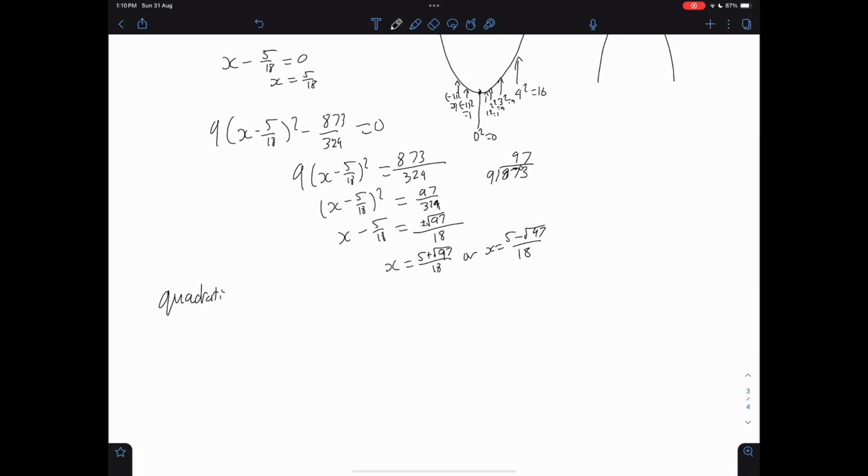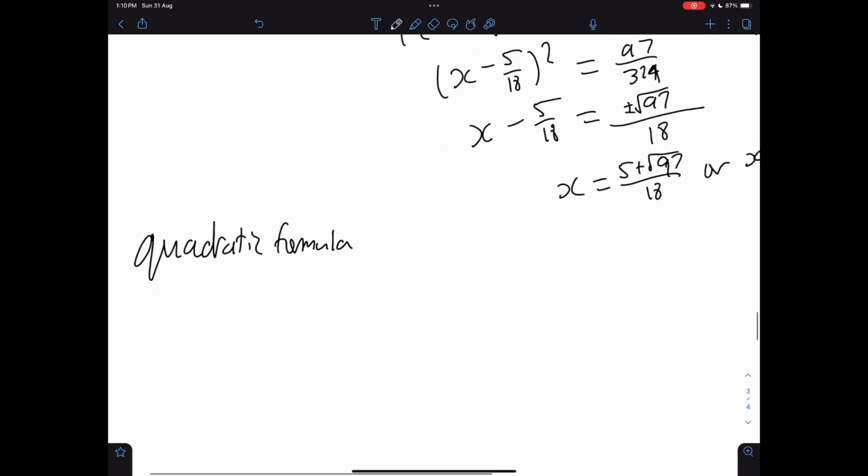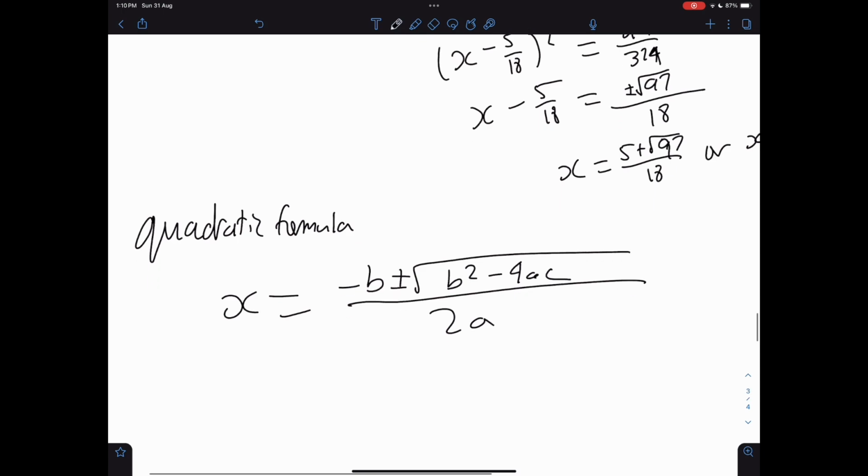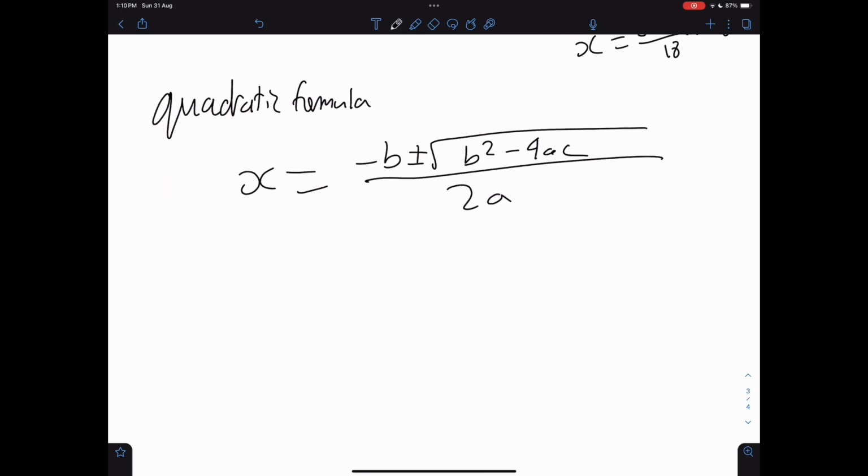Quadratic formula. And the quadratic formula, I will just put it out there and say it is minus b plus or minus the square root of b squared minus 4ac divided by 2a. But why? I mean, that just seems so random. It is just something you can just use and it will work.